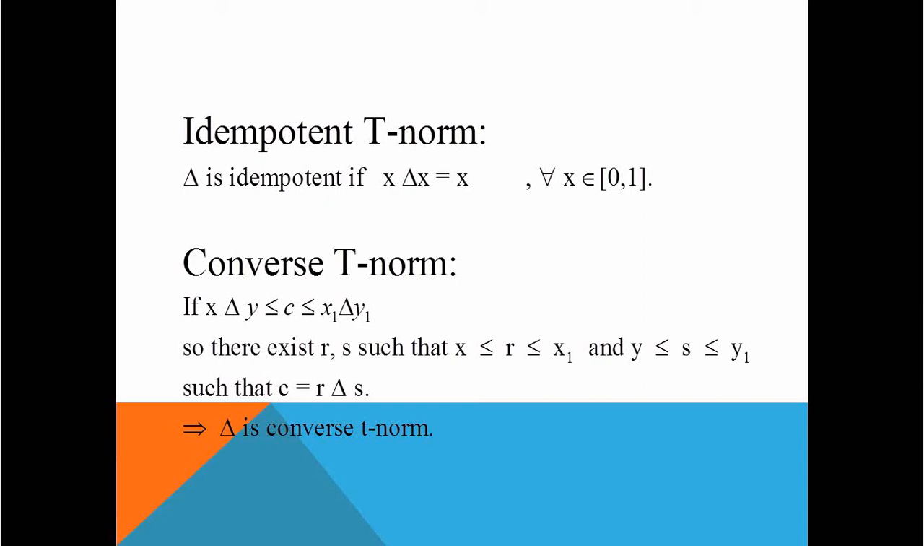If we apply x delta y and x1 delta y1 and there is a fuzzy number between these two, which is c, then there exist some fuzzy numbers r and s such that r is between x and x1 and s is between y and y1, because y is less than y1. So here we can see that c is equal to r delta s. Then if we find such numbers r and s, we see that delta is converse t-norm.